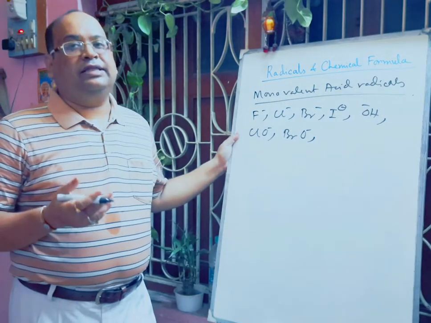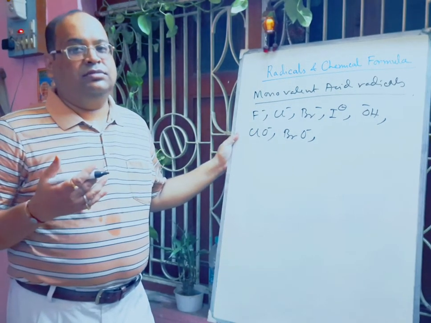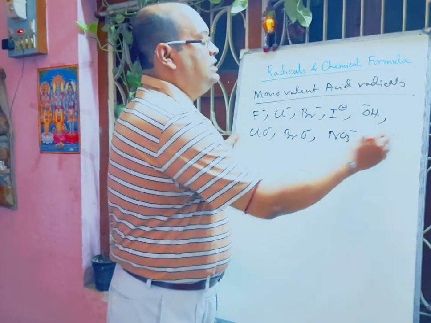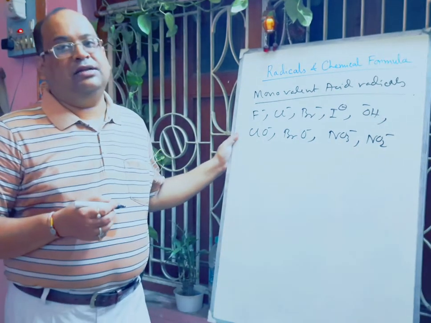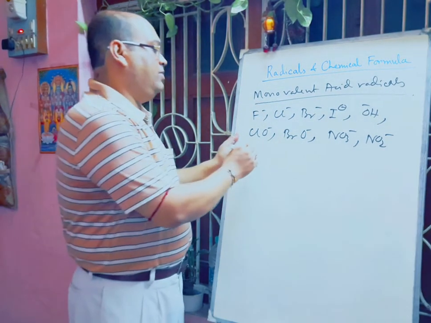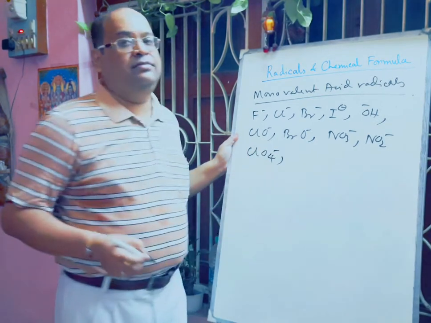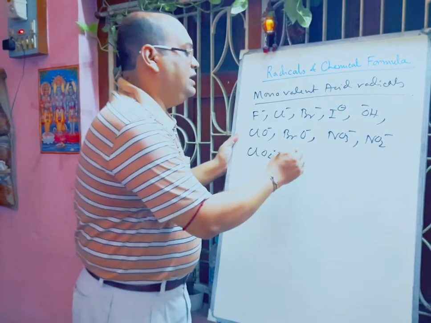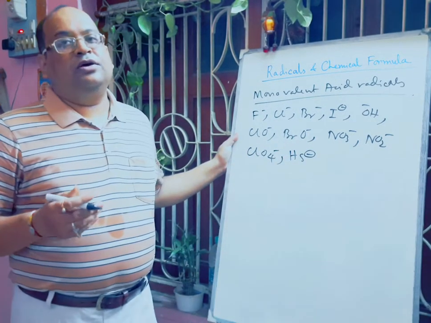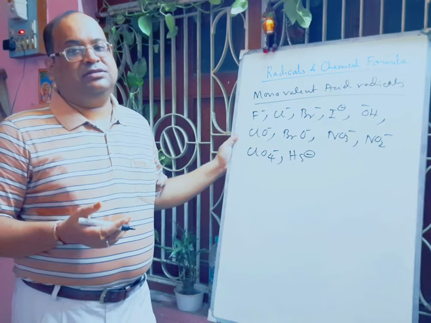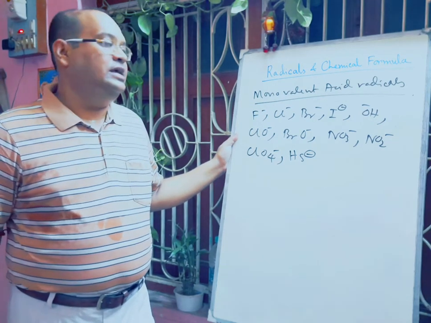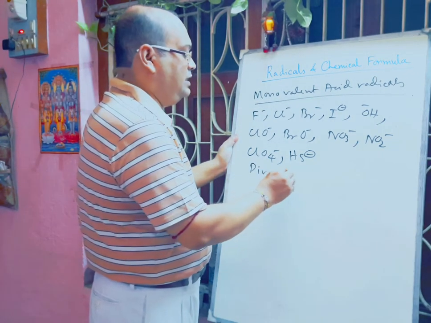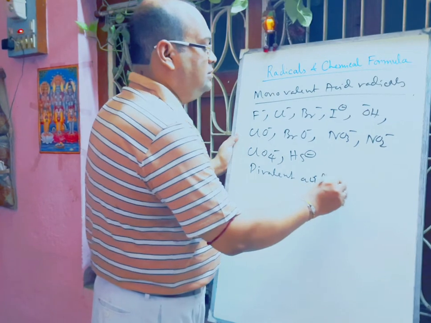We can think about nitrate, nitrite. This is nitrate and this one is nitrite. They are also monovalent acid radicals. Perchlorate, ClO4 minus, this is also a monovalent acid radical. Bisulfide, HS minus, this is also a monovalent acid radical. And iodate, IO3 minus. These are all monovalent acid radicals. Next we will discuss divalent acid radicals.